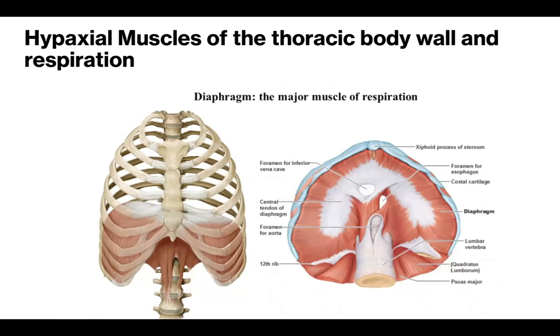Okay, that's where it all originates, right? But if it's originating all around this entire circle, the insertion is going to be in the center of the circle. And the insertion is actually this central tendon. Okay, and you can see that in the superior view of the diaphragm as well. So the central tendon is the insertion.